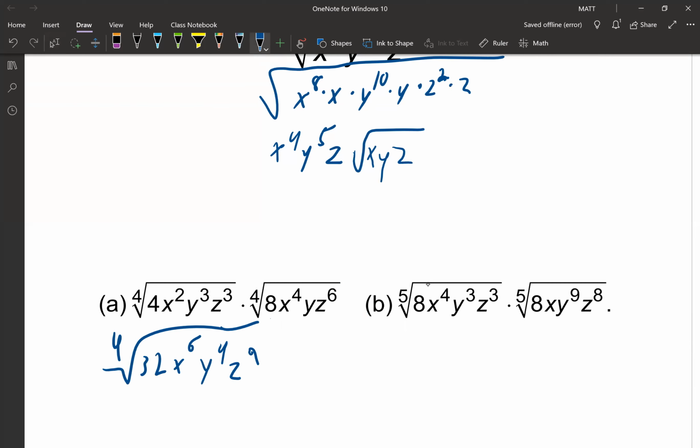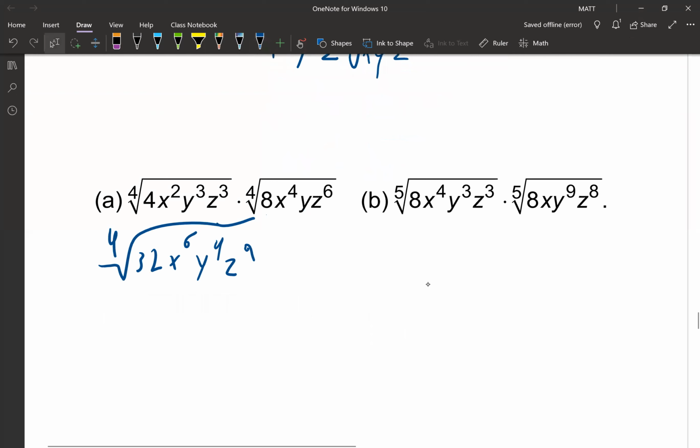Right? And then now I can take the fourth root of things. So notice that 32 factors into 16 and 2. This factors into x to the fourth, x squared. This factors to nothing, right? It's just y to the fourth, so we just leave that. And this factors into z to the eighth multiplied by z.